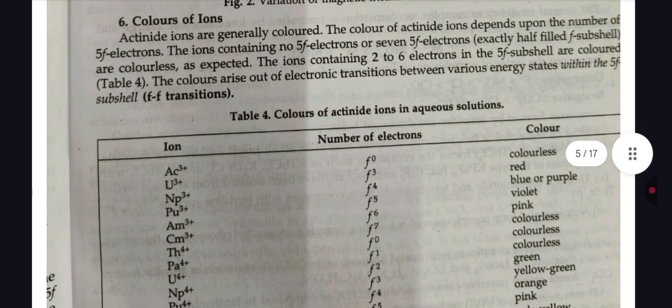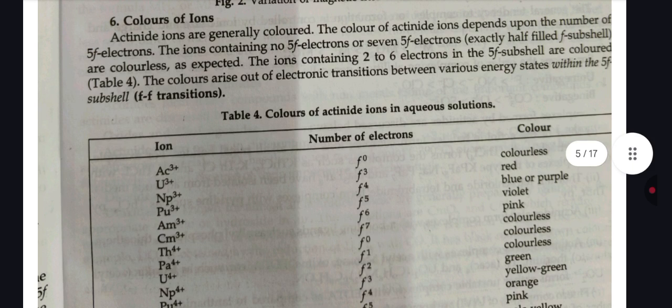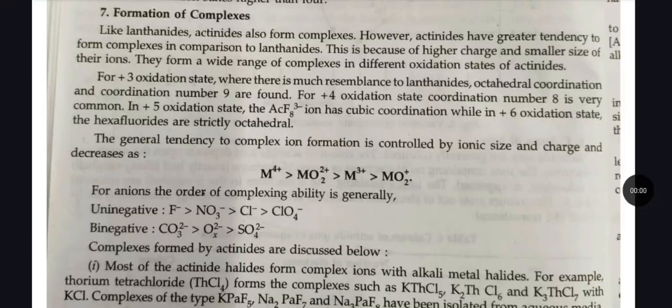Color of ions. Actinide ions are generally colored. The color of an actinide ion depends upon the number of 5f electrons. The ions containing no 5f electron or seven 5f electrons are colorless, as expected. The ions containing 2 to 6 electrons in the 5f subshell are colored. The color arises out of electronic transitions between various energy states within the 5f subshell, f-f transitions.